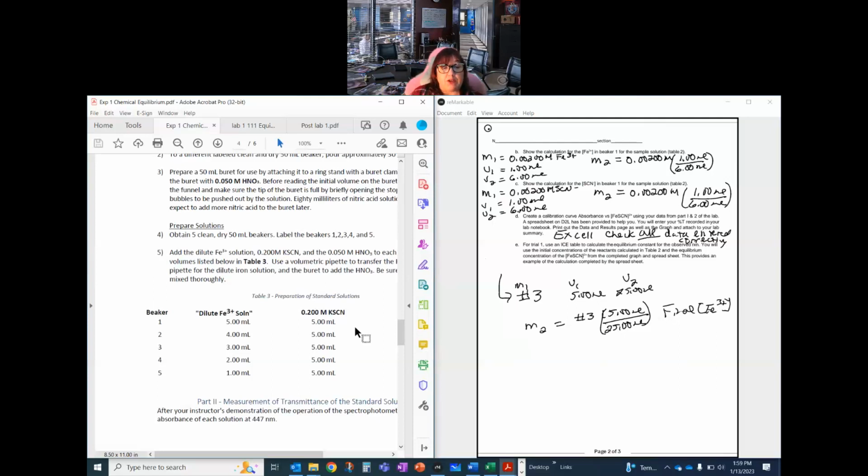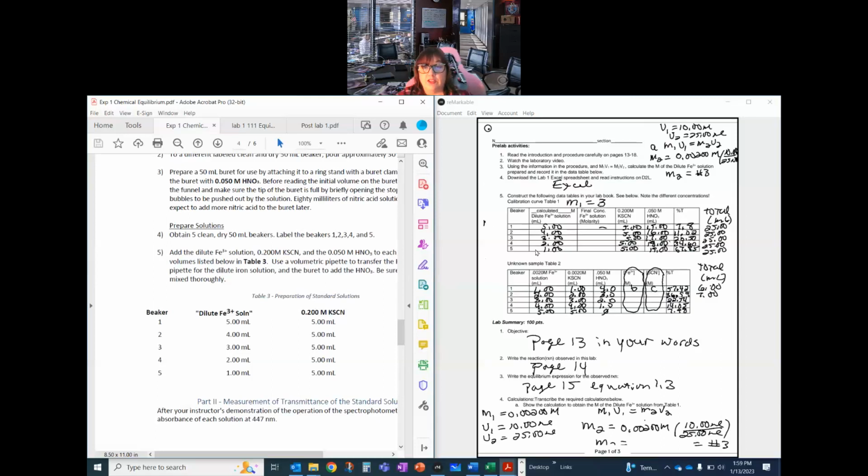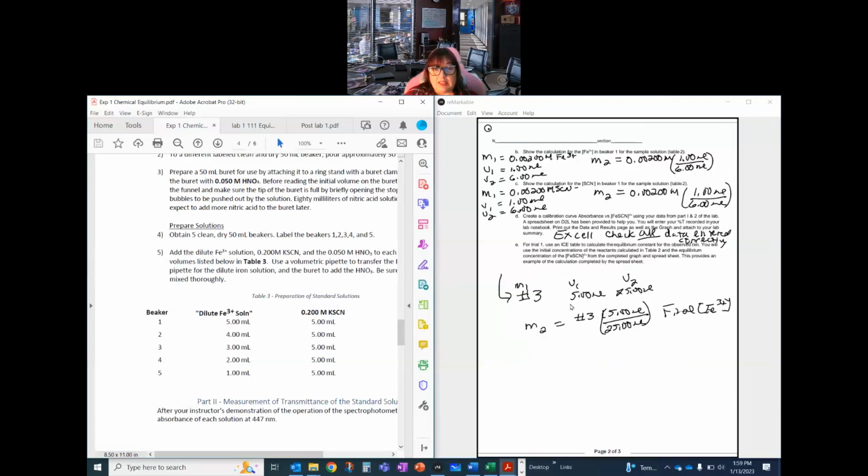Okay. And again, you'll do one of those for each beaker since the amount of Fe that I'm adding in each beaker is different. Okay. So that's what goes on for that. Now that does not have to be explicitly shown here. I just need values in this column right here. Okay. So all of these will be filled out based on the calculations that you've done. And you only explicitly have to show one of those calculations. And that's everything for that.